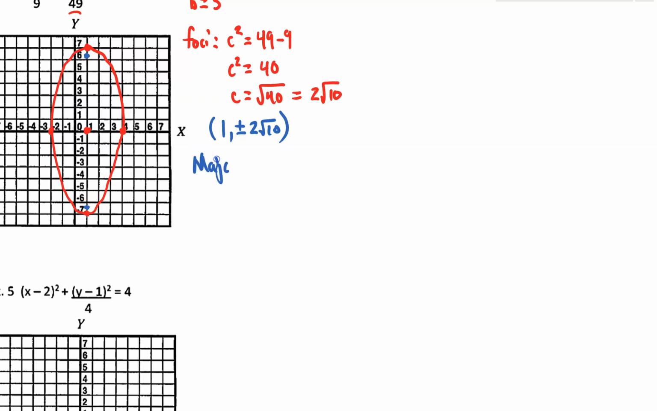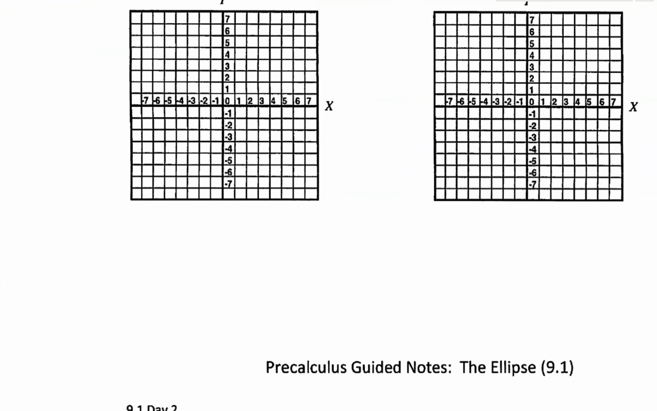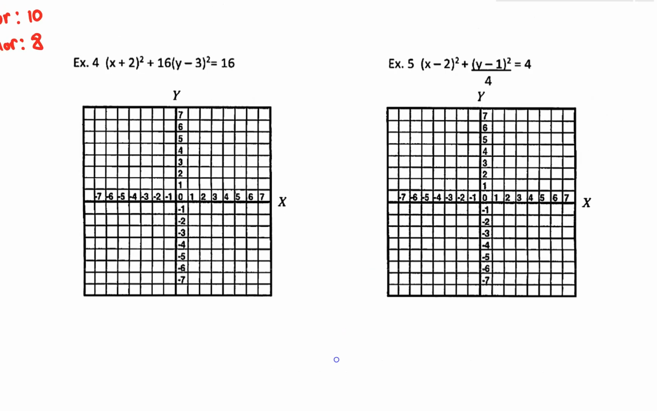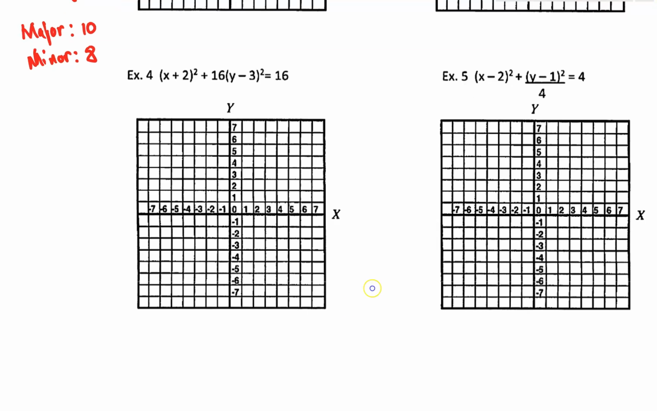Your major axis here would be 14. Your minor axis would be 6. It's pretty much the pieces that you have to find. Like I said, sometimes they're going to ask you for the other part of that. They're going to ask you how to find your x and y intercepts, so you've got to be prepared to just plug x in, solve for y. Plug y in, solve for x.